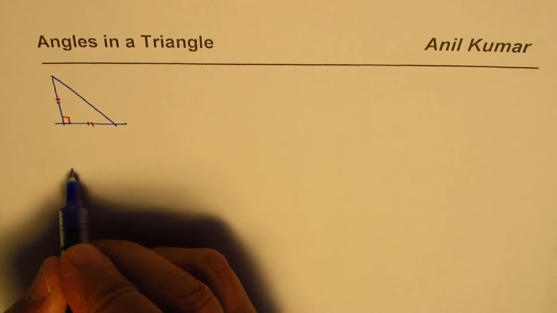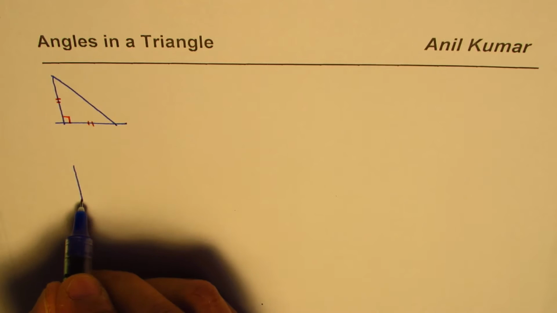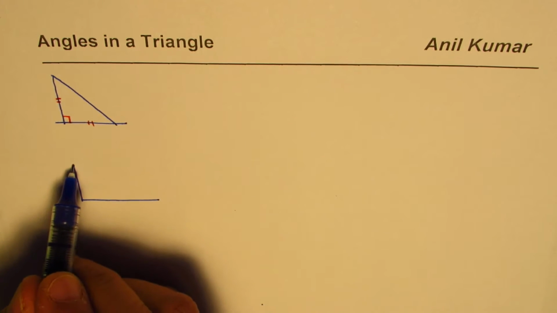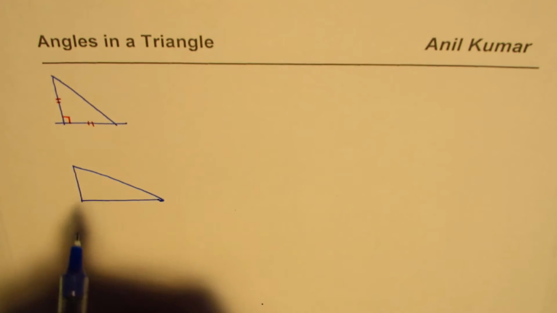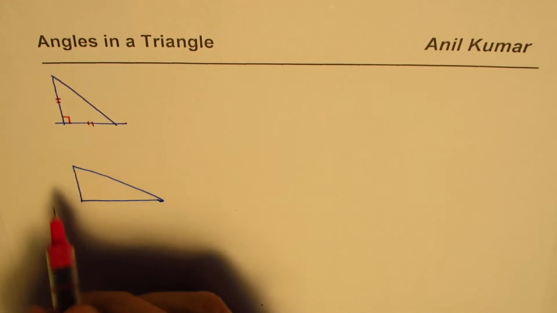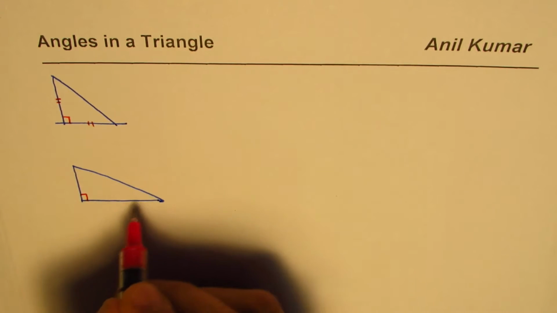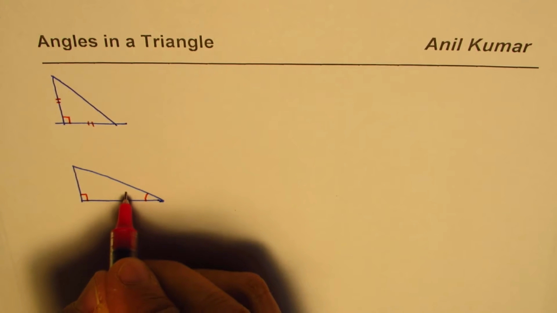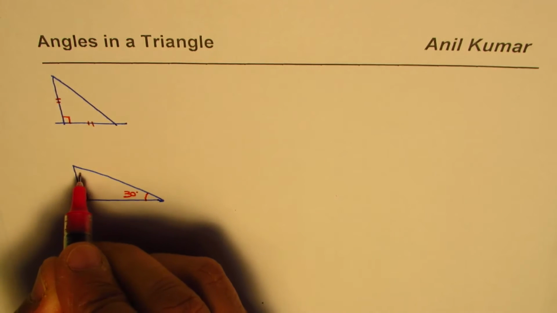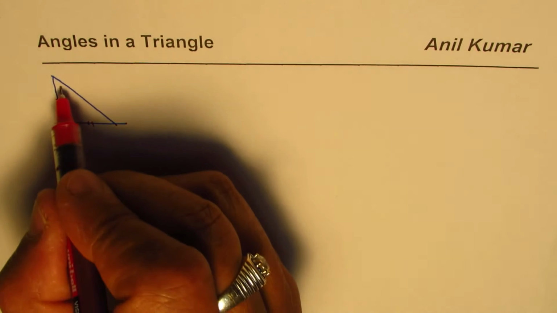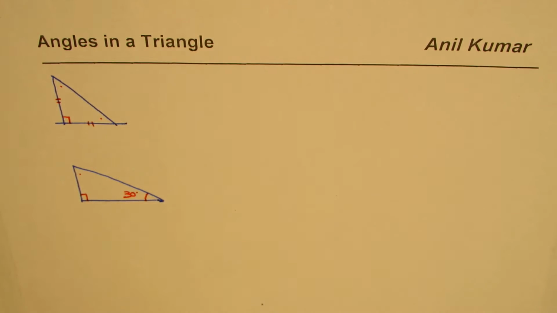The second one here is again a right triangle. However, in this the sides are not equal, right? So we have a right angle here. One angle is, let us say, 30 degrees. You have to find the other angle, right? So here you have to find these two angles.